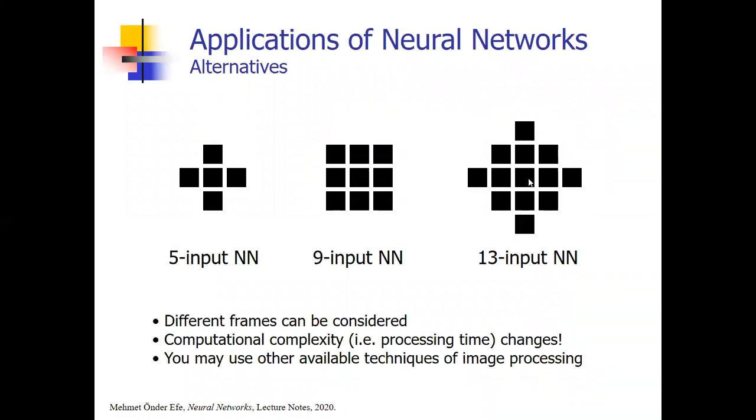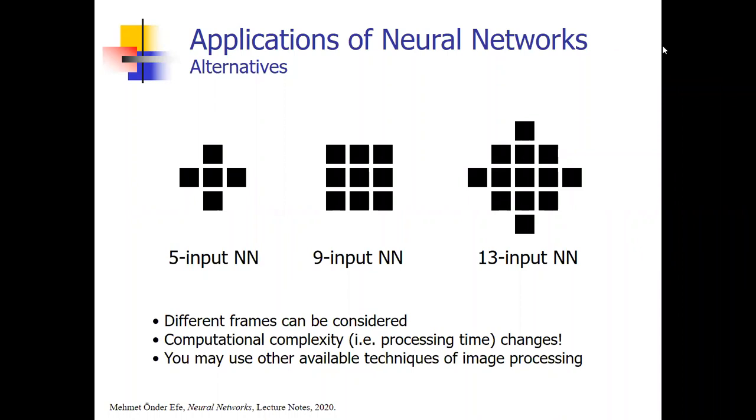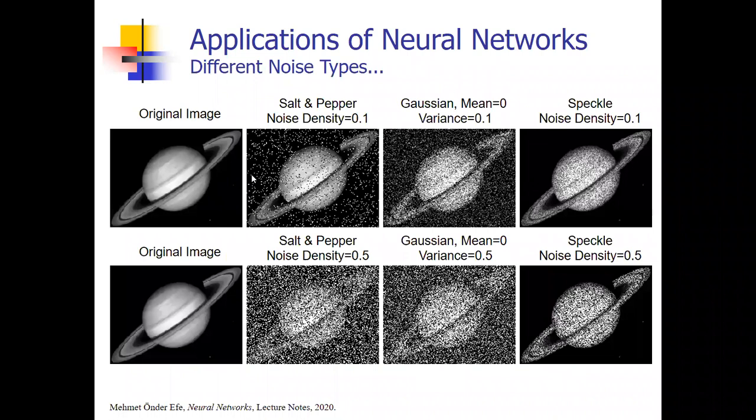With this kind of a structure, you are losing 2 rows and 2 columns at the outermost places of an image, okay? So different frames can be considered, but in these cases, you should be aware that the computational complexity and the processing time are increasing. You may use other available techniques of image processing, of course, right?